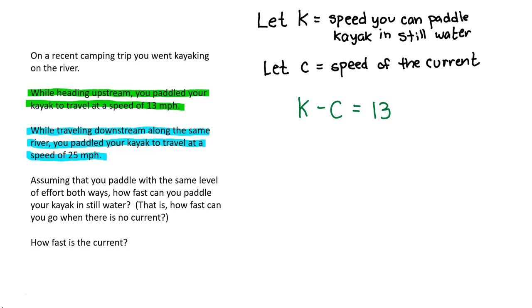Again, since the current is going to add to the speed that you can generate, C is going to be added to the value of K, and it's going to equal 25 miles per hour. So K plus C equals 25 is the correct equation from this. Now you have your system of equations. With this in mind, go back now and see if you can figure out what the answers are to the original question. That is, how fast can you paddle the kayak in still water? And how fast is the current?